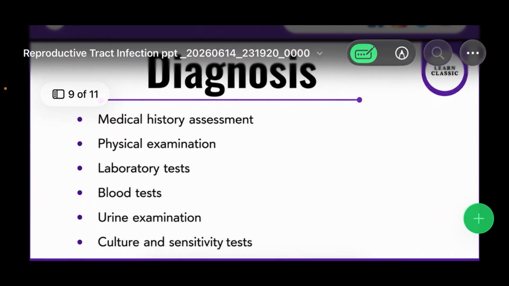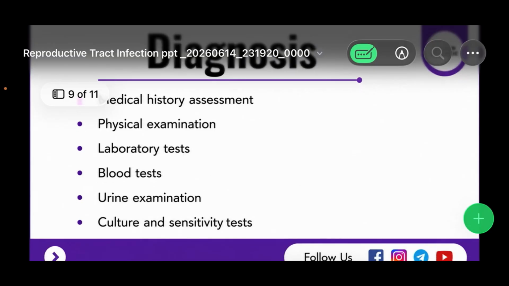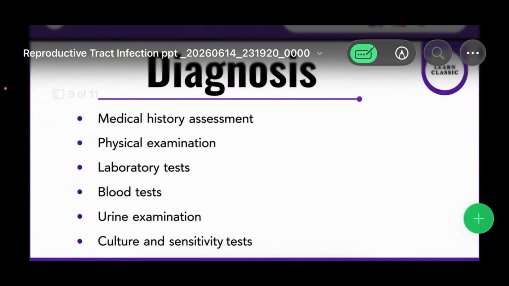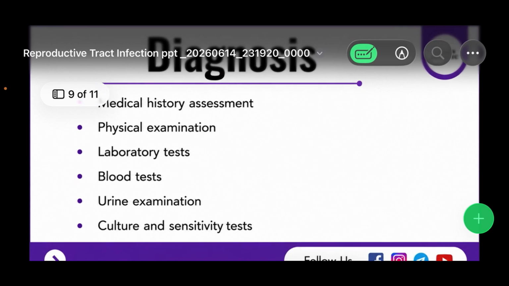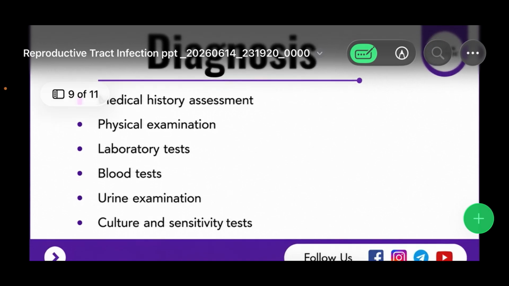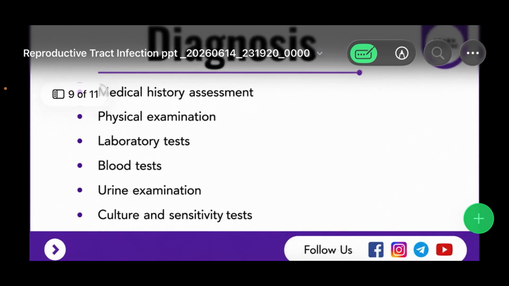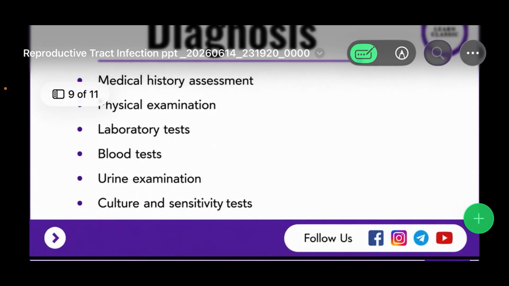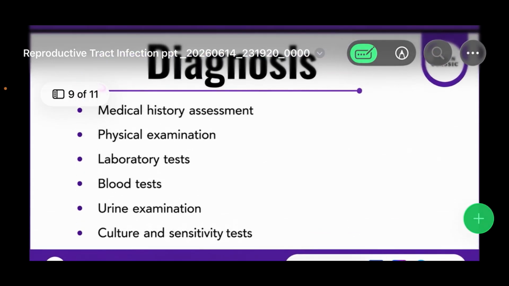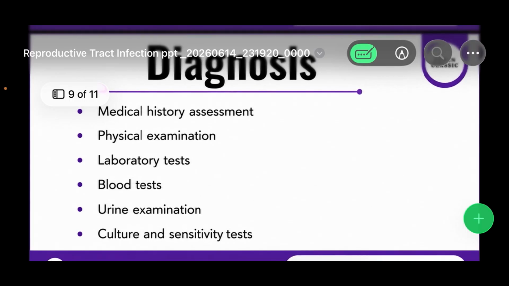Now, coming to diagnosis, the common ways through which we can diagnose RTIs are medical history assessment, physical examination, laboratory tests, blood tests, urine examination, and culture and sensitivity tests. So these are the common tests through which we can diagnose RTIs.